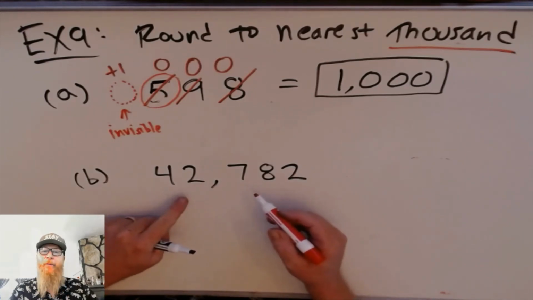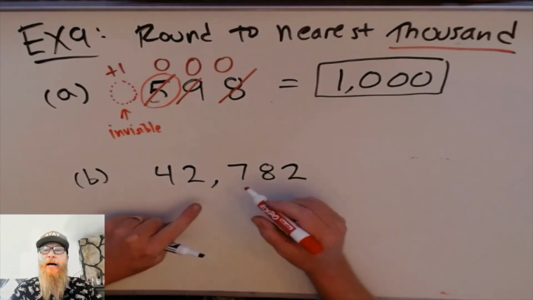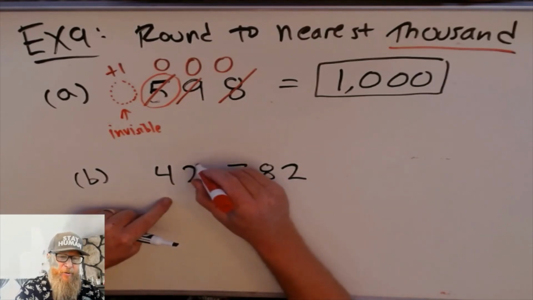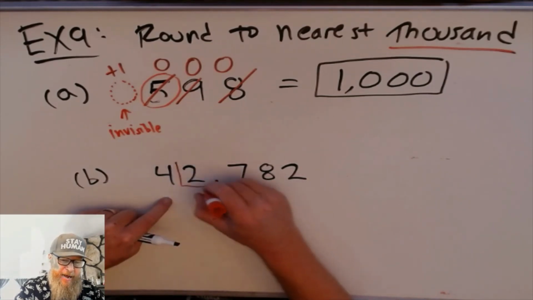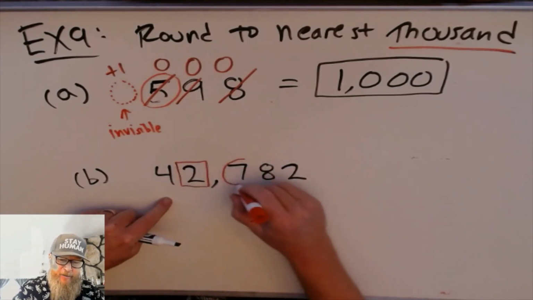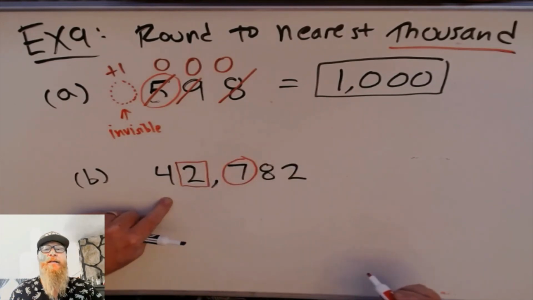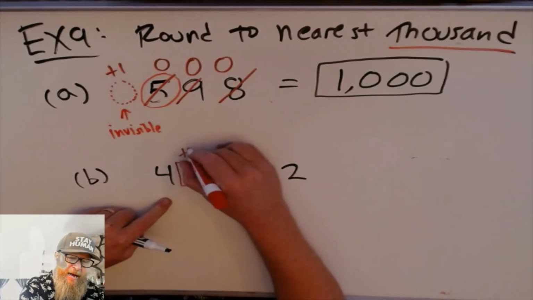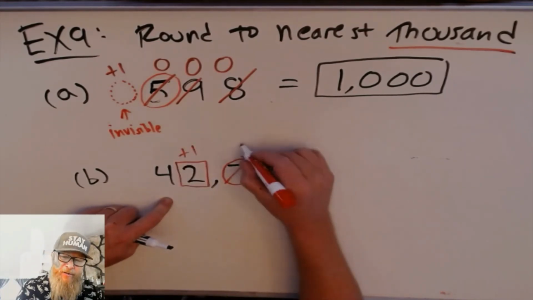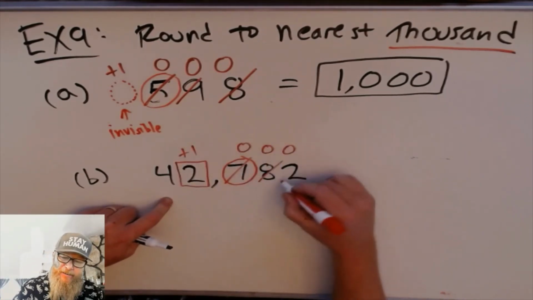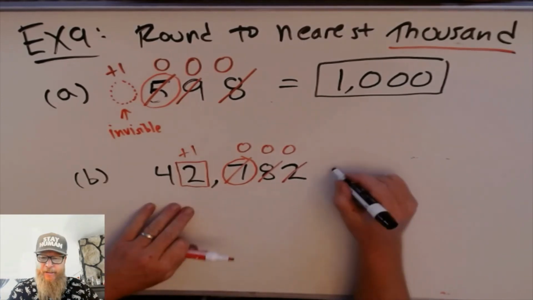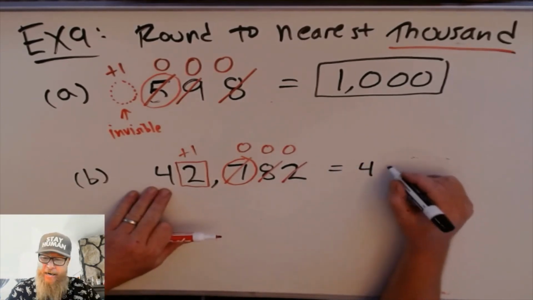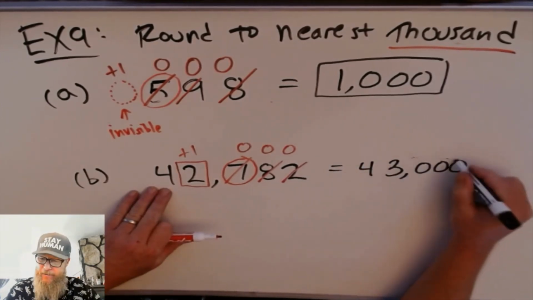Oh, we're getting there. So where are we going to? Thousands. So we're going here, thousands, and the dictator is 7. 7 is, in fact, greater than 5, so we're going to add 1 to the 2, make all of these zeros, and we get 43,000.